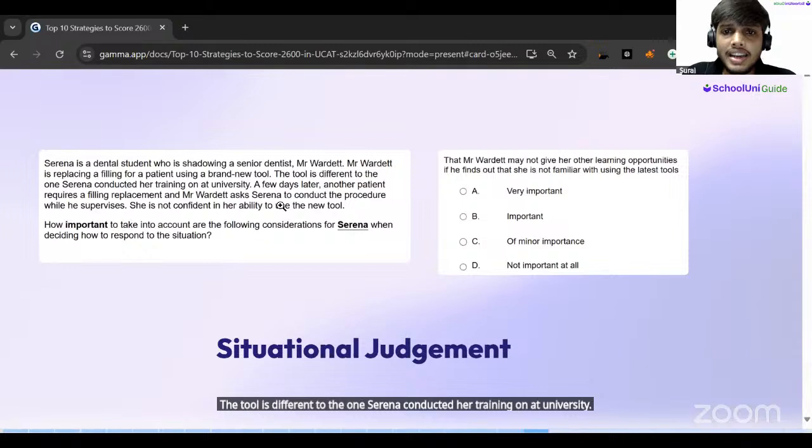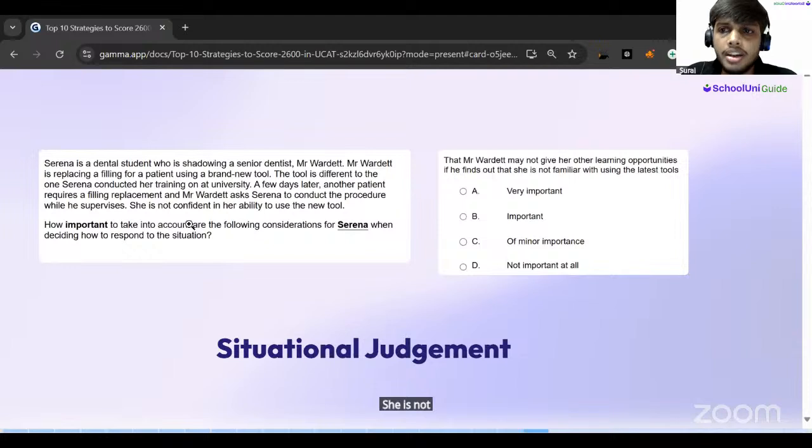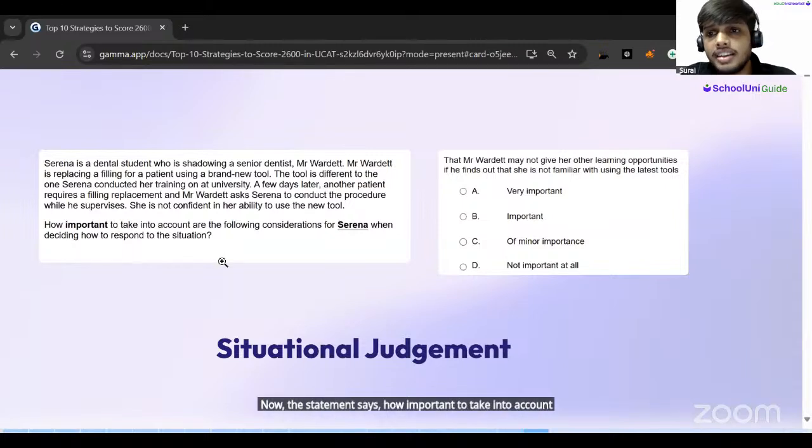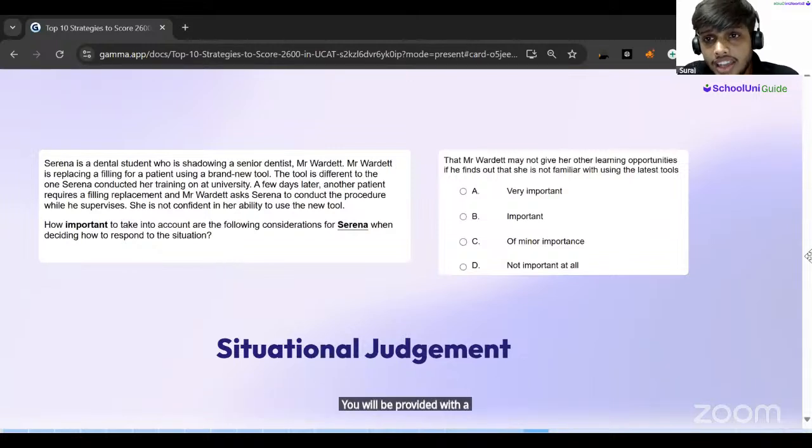A few days later, another patient requires a filling replacement, and Mr. Wardet asks Serena to conduct the procedure while he supervises. She is not confident in her ability to use the new tool. Now the statement says, how important to take into account are the following considerations for Serena when deciding how to respond to this situation. So for this, you will be provided with a poll after I read out this question here.